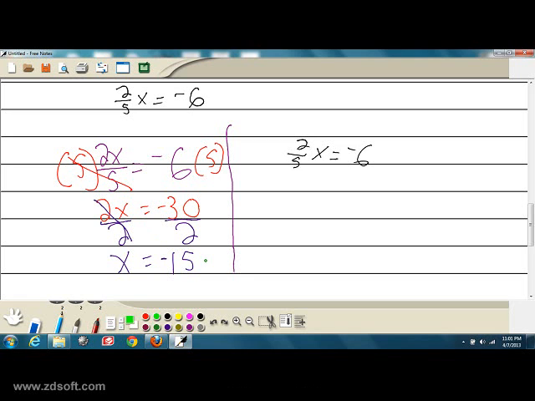So we're going to divide everything by 2/5. Just like we did earlier in the previous examples, we divide both sides by 2/5. Now, we are dividing, but remember when you divide by a fraction, you have to flip it and multiply. Flipping it and multiplying is called multiplying by the reciprocal.